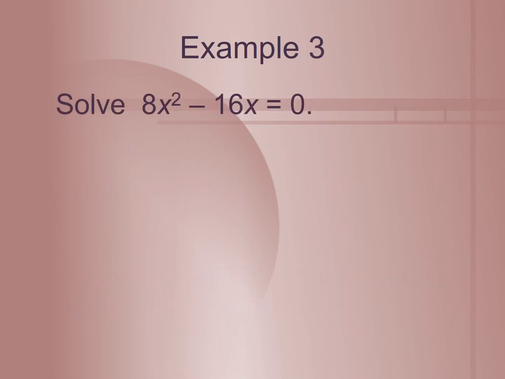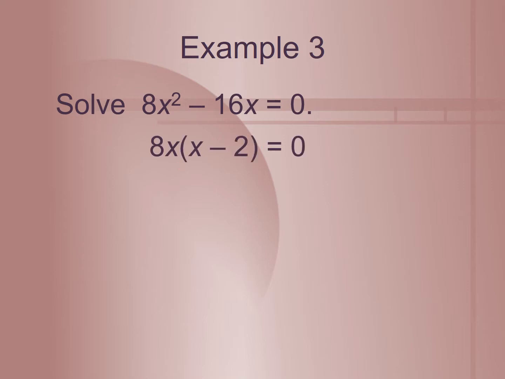Here we have this example, 8x squared minus 16x equals 0. We know this is a quadratic equation because we have an x squared. It's a second degree polynomial. Now this is a binomial, which means one way we can factor is by factoring out any common monomials. These two terms share at least one x, and they also share a factor of 8. So I can factor out an 8x, which leaves me x minus 2.